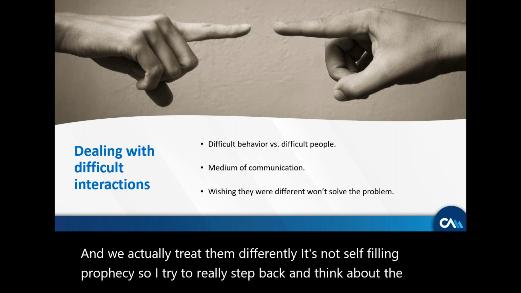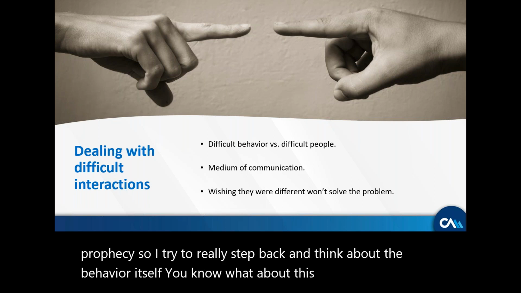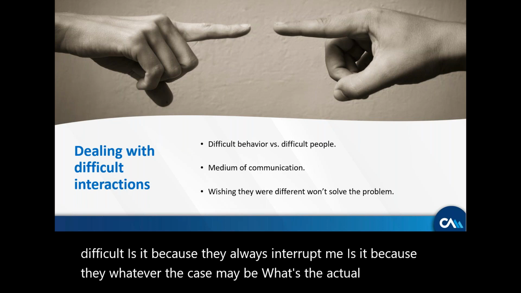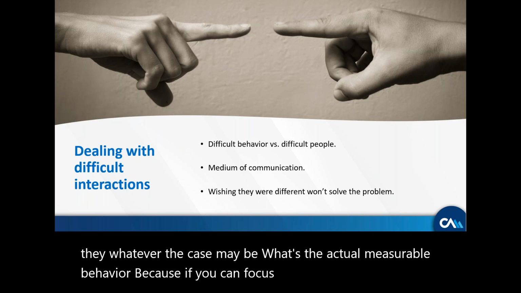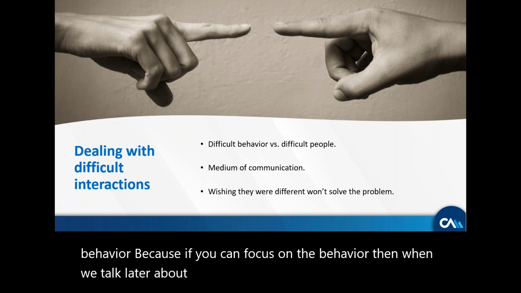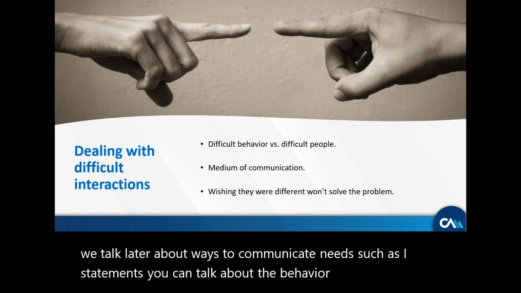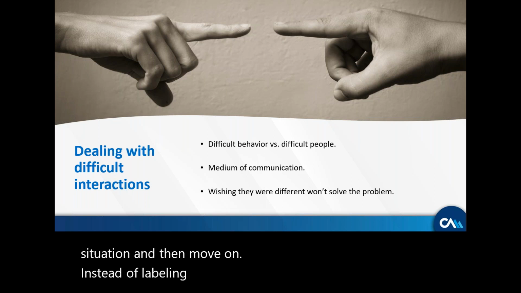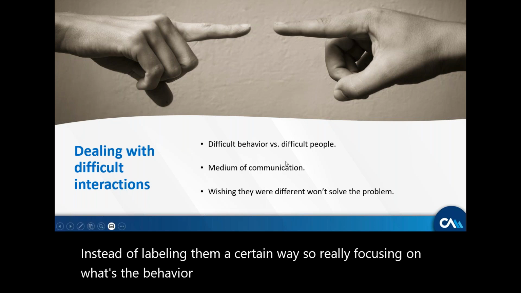So I try to really step back and think about the behavior itself. What about this is quote unquote difficult? Is it because they always interrupt me? Whatever the case may be, what's the actual measurable behavior? Because if you can focus on the behavior, then when we talk later about ways to communicate needs, such as I statements, you can talk about the behavior, not the person, which reduces defensiveness. It can get to the core of the situation and then move on, instead of labeling them a certain way.